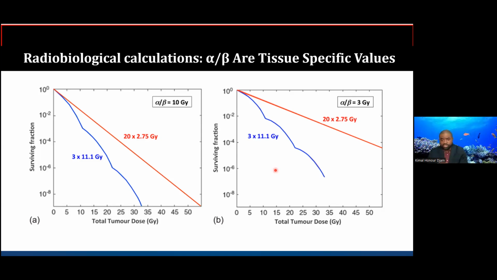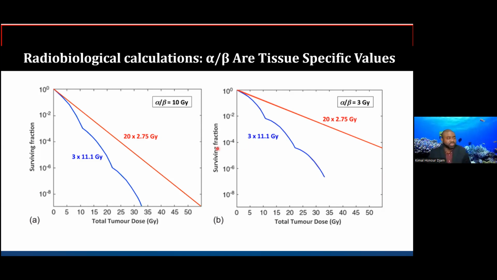Now, late responding normal tissues, which usually set the limit on how much dose can be delivered in any radiation scheme, are generally more fractionation sensitive than tumors. As a result, they possess lower alpha-beta values than tumors. We have to keep that in mind.